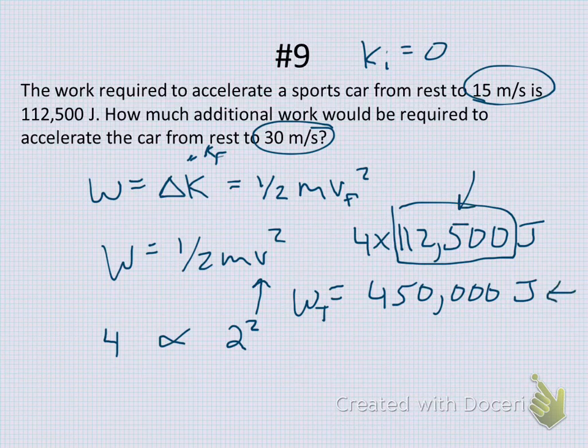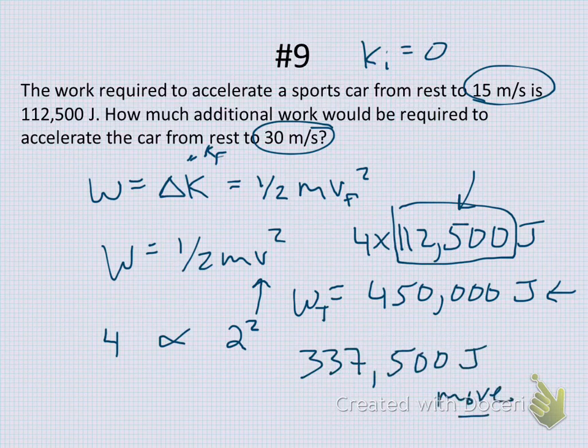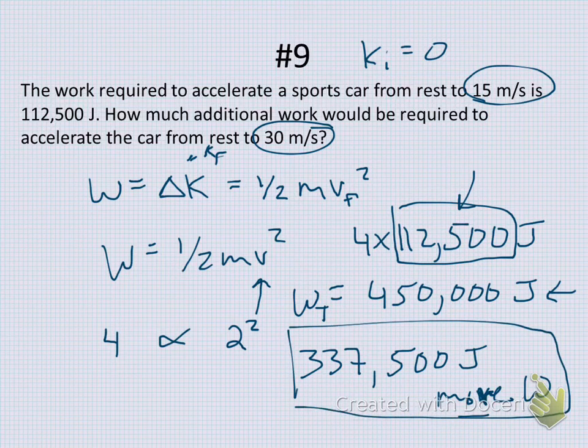So 450,000 minus 112,500, which gives us 337,500 joules more work. That's a R right there, not that you can tell. Okay, so that would actually be our final answer.